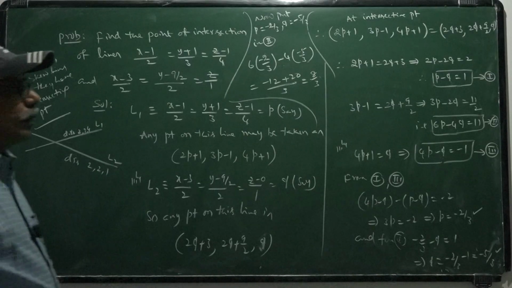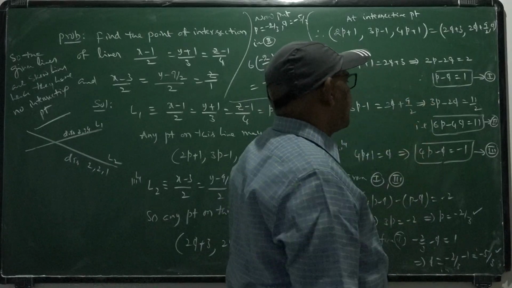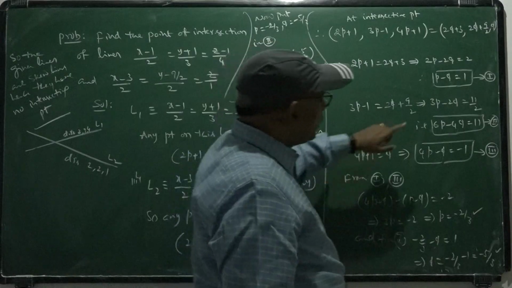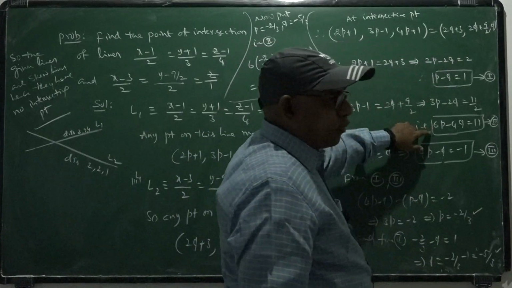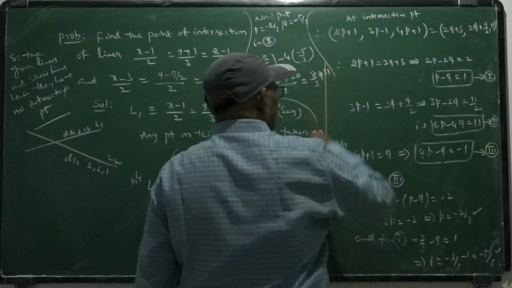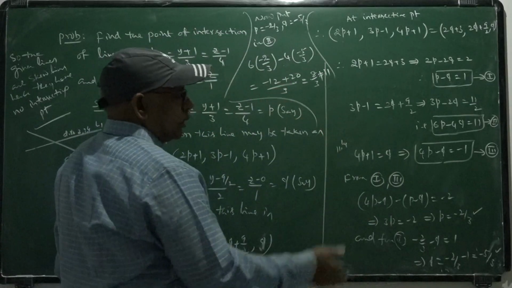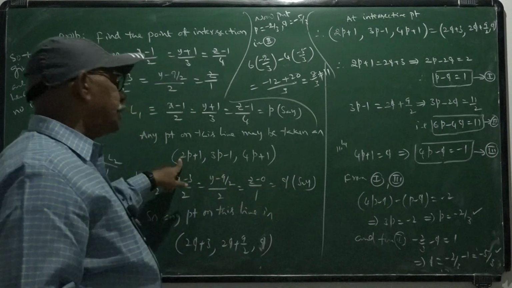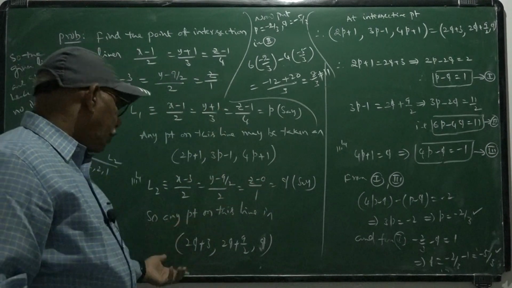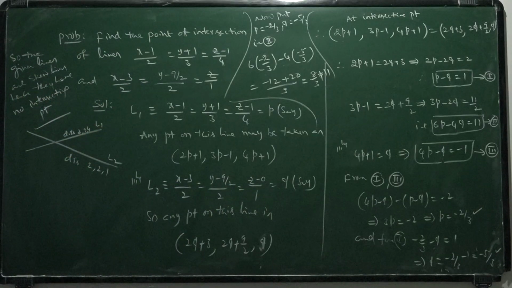If the values obtained by 1 and 3 satisfy the second one, that is, once it equals 11, then we have such p and q values. Once you put that p value in this one, you get the intersecting point, or once you put that q value in this one, you get the intersecting point. That is the required procedure of finding the intersecting point of two lines in three-dimensional geometry.